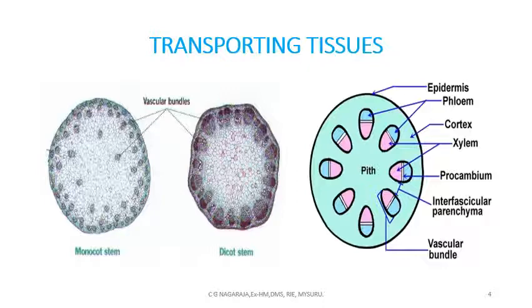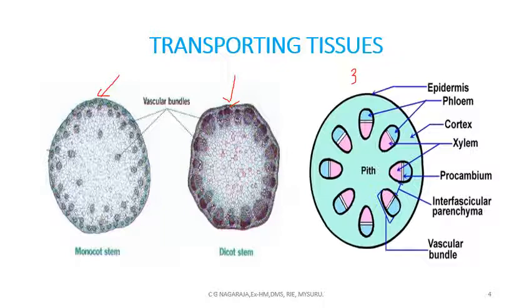Here I have shown you the transporting tissues, that is xylem and phloem. There are three diagrams here. This is one diagram. This is second diagram. This is third diagram. In the first diagram, that is a cross section of a stem, monocot stem, and you find the vascular bundles are distributed all over.